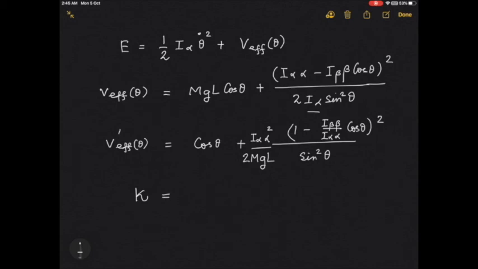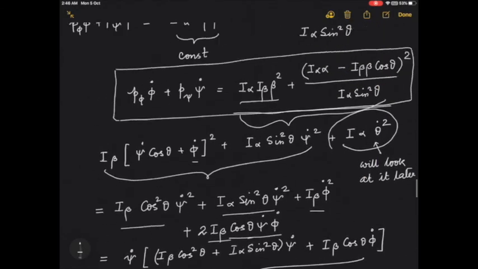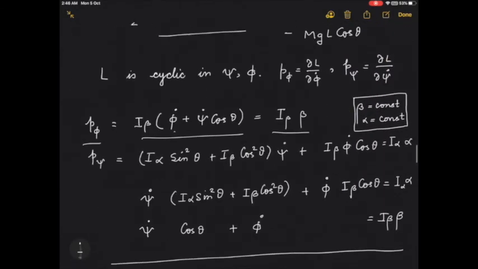So we define kappa as half I alpha alpha square by mgl. See, this quantity is dimensionless because what is I alpha alpha square? Let us look at it a little bit more closely. So we defined alpha here. So you see, this is an angular momentum which is I times alpha.